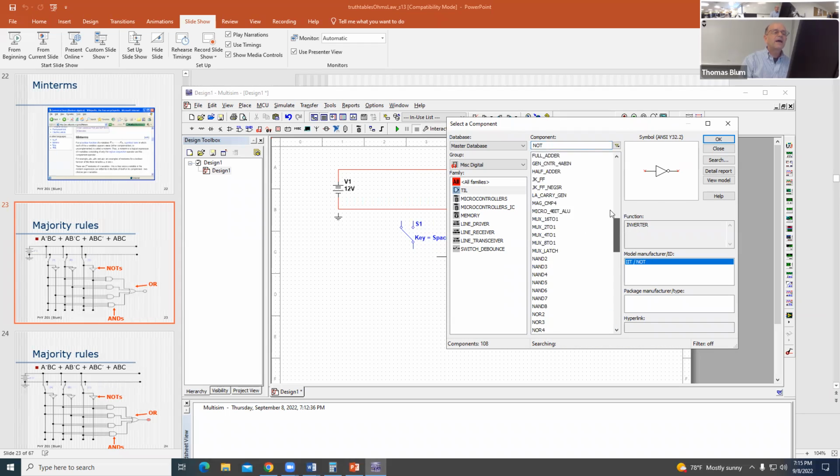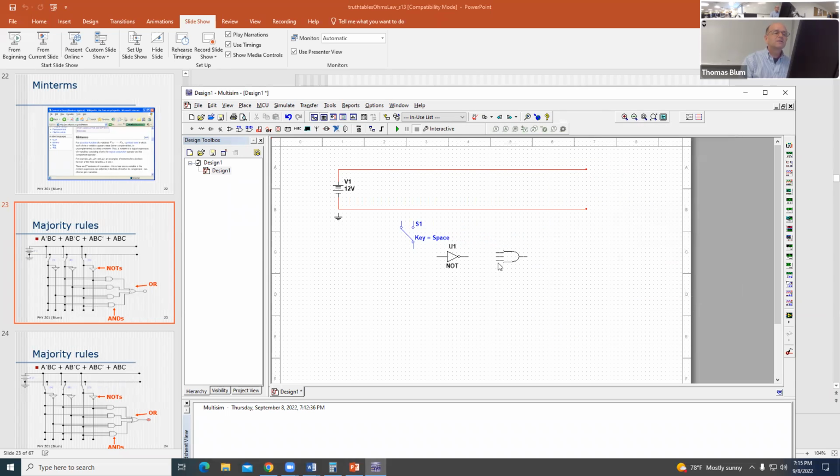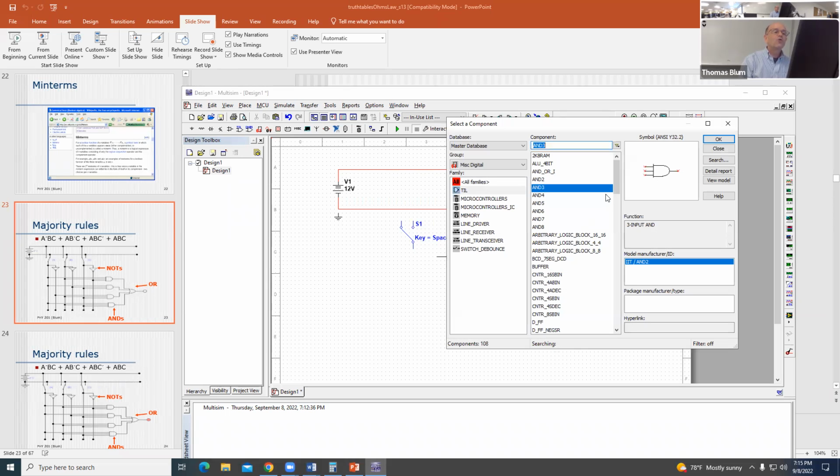My AND gates were 3 input AND gates, so I need 3 input AND gates. I needed a 4 input OR gate to make this guy, so I needed an OR 4. Don't grab a NOR, you want an OR.